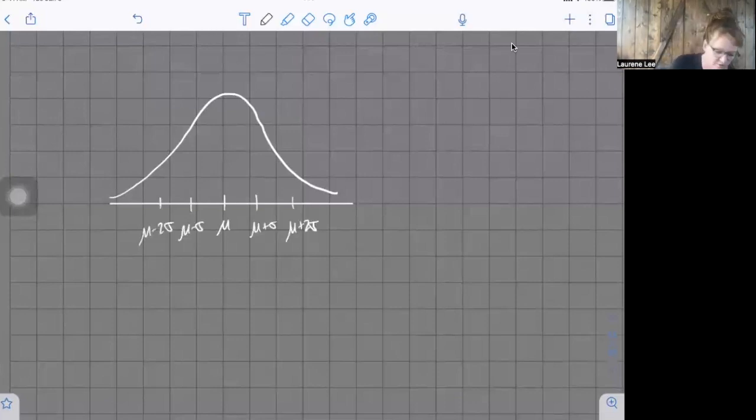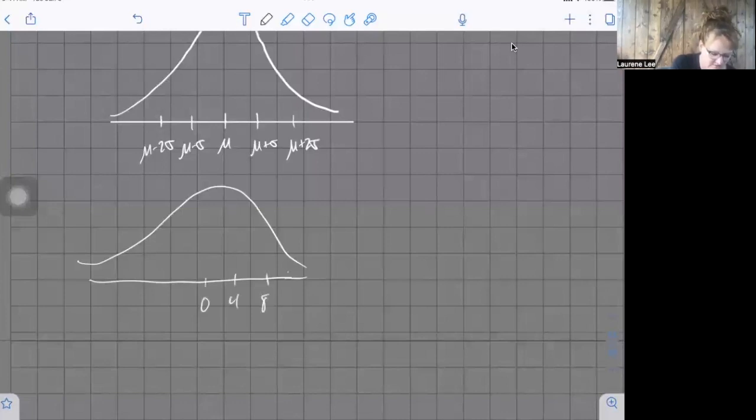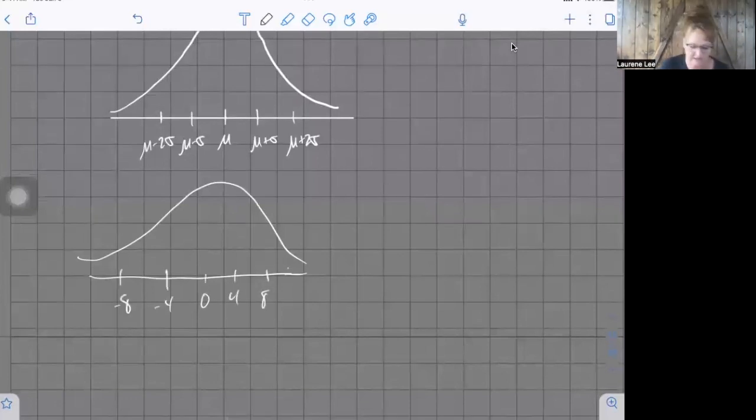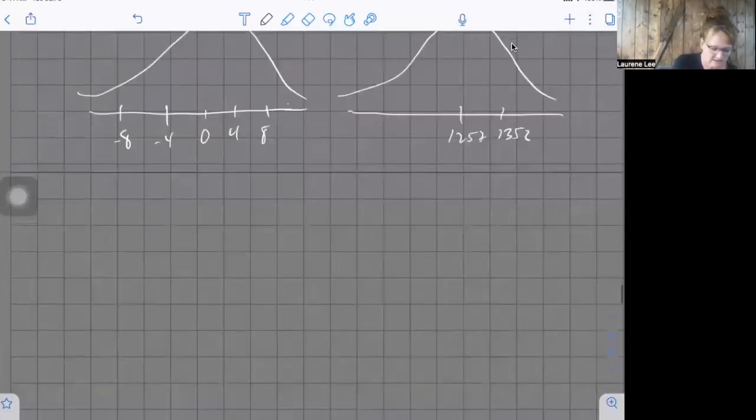So I could have a normal distribution, and I could have numbers that are like 0, 4, 8, -4, -8. I could have a distribution that looks like this, or I could have a distribution that looks like 1257, 1352, like huge numbers like that. And you don't know what's going on with those numbers unless you understand the context of the problem. So one thing that we do is we kind of standardize these values, and the standardization of these values is called a z-score.